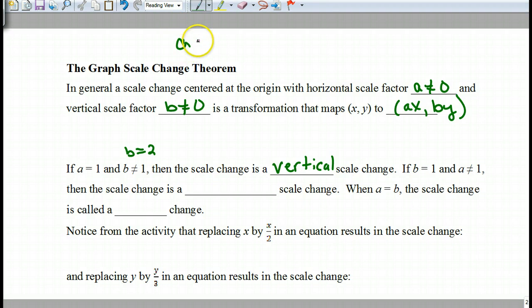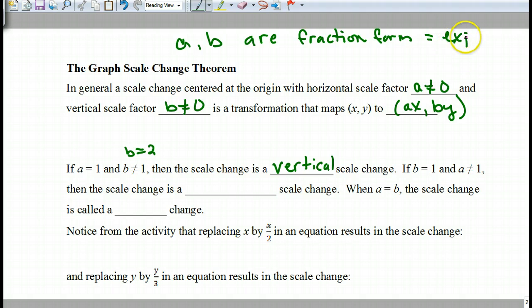Okay, so if A and B are in fraction form, then it's expanding. Or if it's a whole number greater than 1, then it is smooshing.